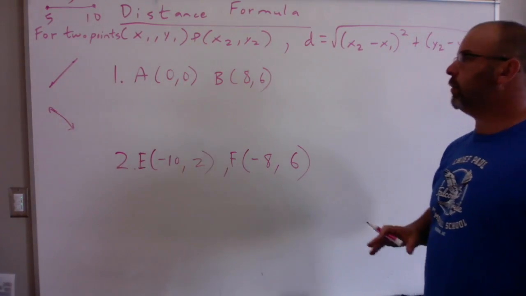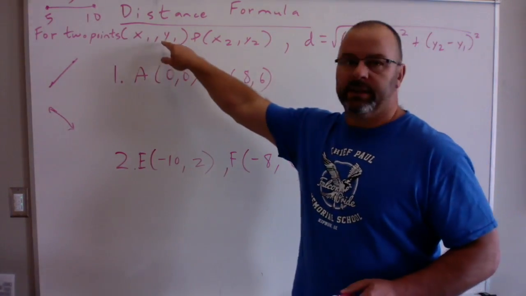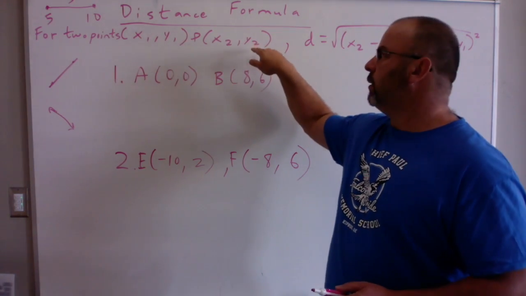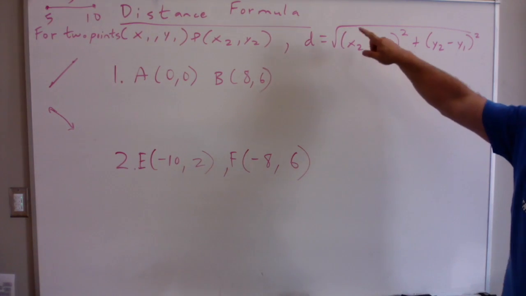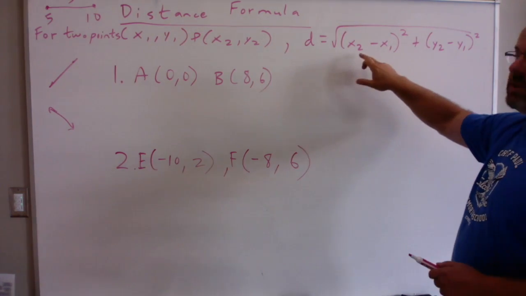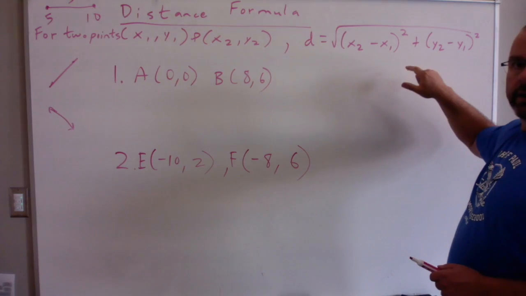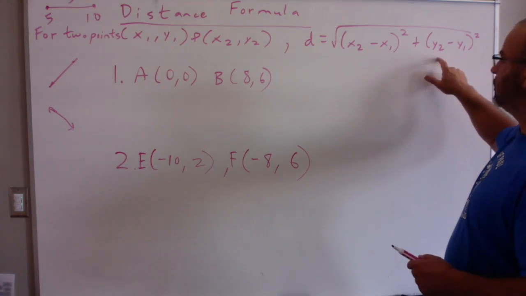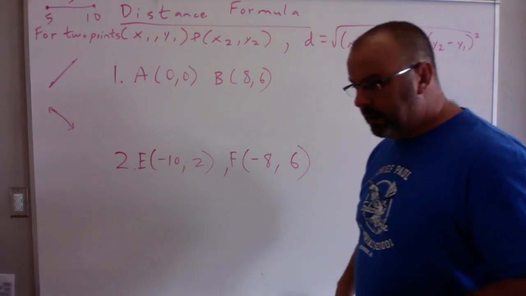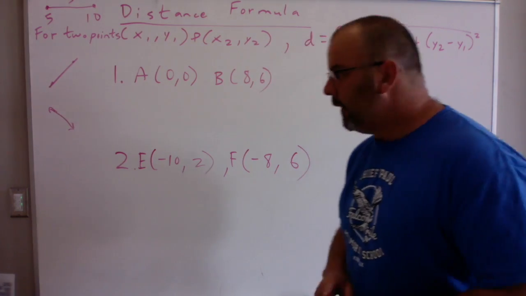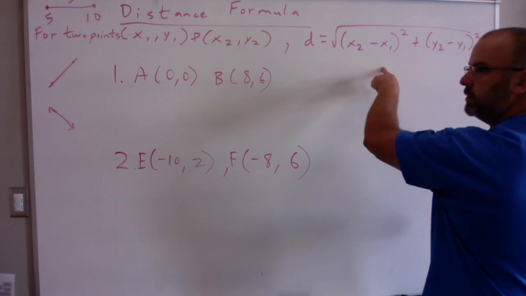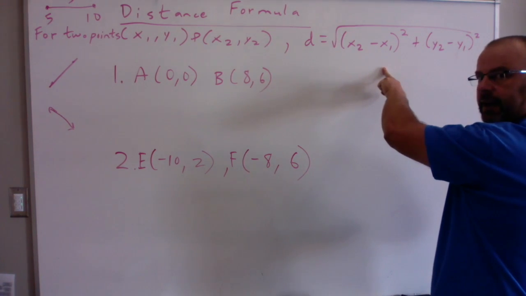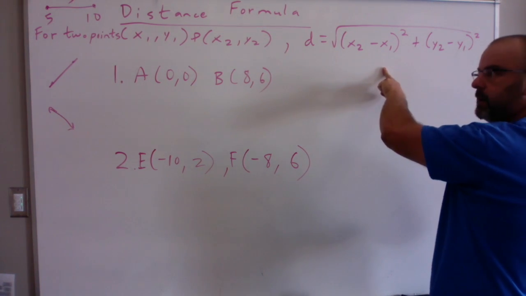So the distance formula for any 2 points, x1, y1, x2, y2, is this right here. The distance is the square root of x2 minus x1 squared plus y2 minus y1 squared. So what we're going to do here is put these numbers in, substitute them into this and find the answer, how far they are from each other.